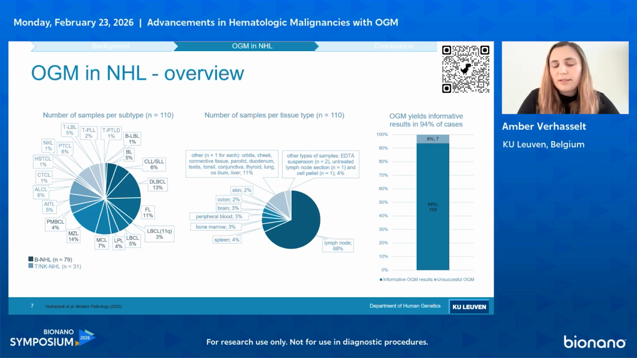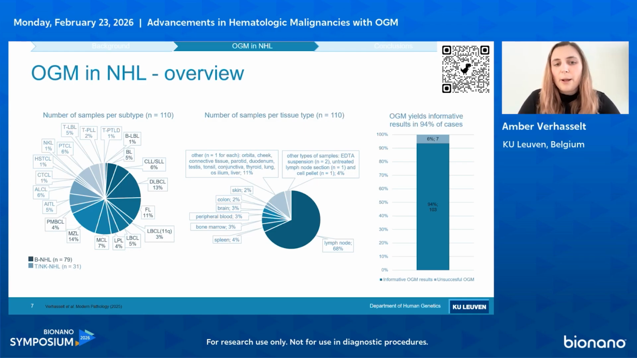As non-Hodgkin lymphoma is a lymphoid disorder, most of the cases will arise in lymph nodes, which is what we also saw in our cohort, but we managed to include some other types of samples, which is what you can see here. And as a proof of concept, we also tried to include a few different sample types to not only rely on fresh frozen material, and those are these: cells suspended in EDTA or cell pellets, and these types of samples also work.